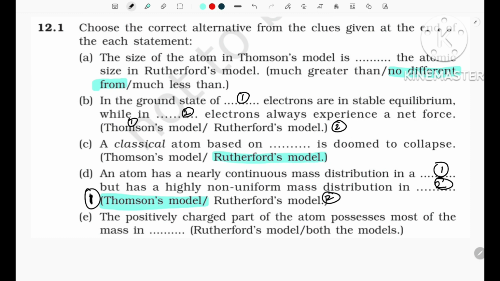So I would write number 1 for this Thomson's model, and number 2 blank is for the Rutherford's model. Okay, then number E, the positively charged part of the atom possesses most of the mass in Rutherford's model or both of the models. So obviously positive charge is the heaviest part of the atom. Both the models discussed the positive and negative charges and their masses. So the entire mass of the atom is actually thought of as the mass of the positive charge alone. So both the models will be the answer.